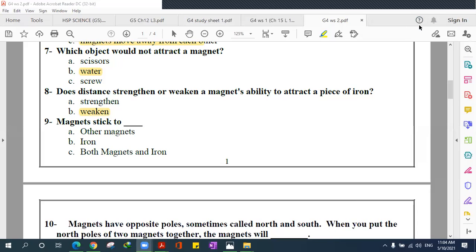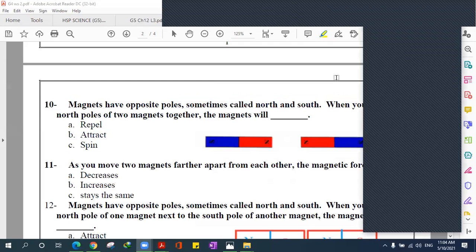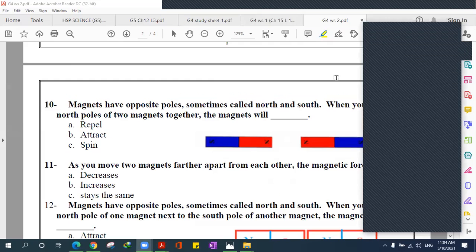Magnets stick to other magnets, iron, both magnets and iron. C, both magnets and iron. Yes, because magnets attract north to south, and iron attracts too. They are attracted to each other. Magnets are attracted to each other, and they are also attracted to some magnetic materials. Thank you so much, Muhammad.